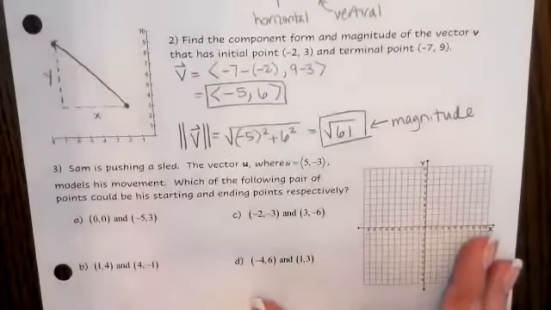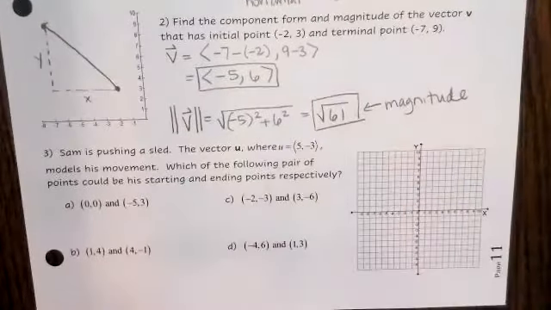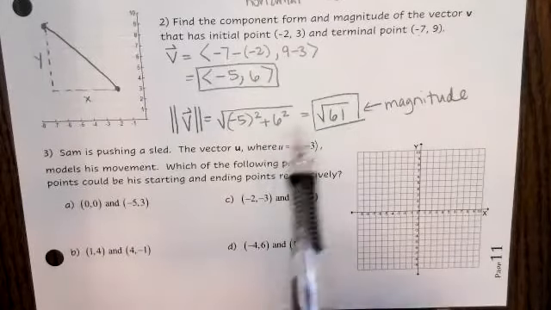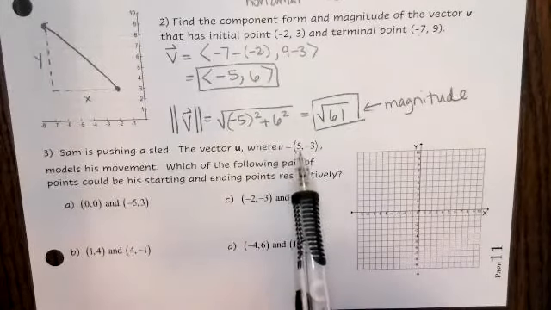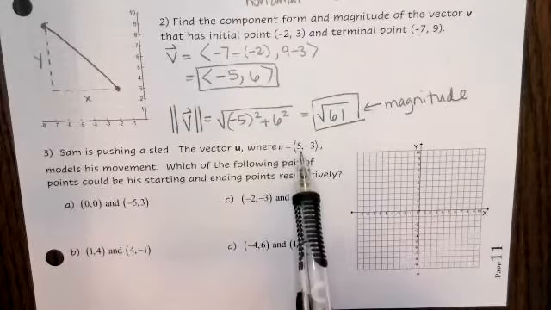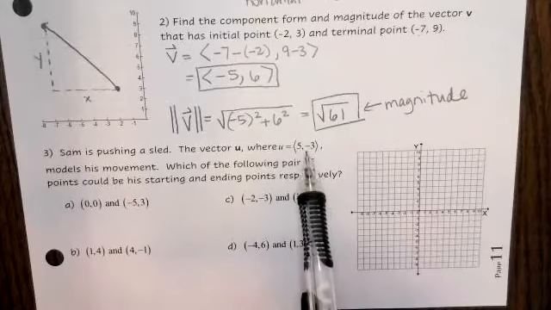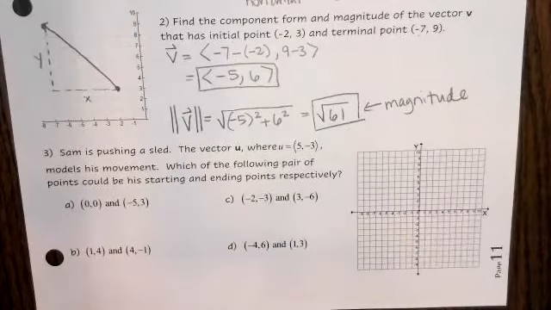All right. We're going to take a look at this problem here. It says Sam is pushing a sled. The vector u, where u is equal to <5, -3>, models his movement. So remember, this is direction. And so 5 is our x. So we know we're going to go 5 on the horizontal, which would be to the right since it's positive. And -3 is our vertical. So we would go down 3 since it's negative. Which of the following pair of points could be his starting and ending points respectively?